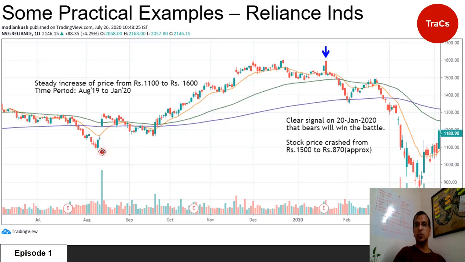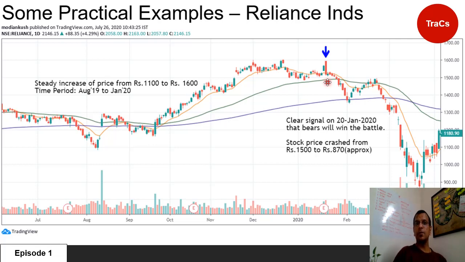Between August 19 to Jan 20, the prices of Reliance Industries were regularly increasing. On Jan 20th, when it was nearly 1600 rupees, we got a signal saying that bears are coming under control, or bears will start controlling the price of Reliance Industries. If you see, just post that, there was a sharp fall and it almost touched 870. So if I am a trader and I follow the candlestick chart, I would have sold my shares already at about 1500.